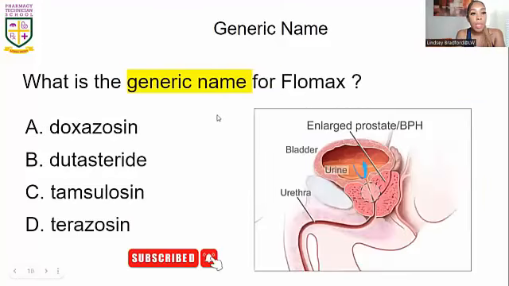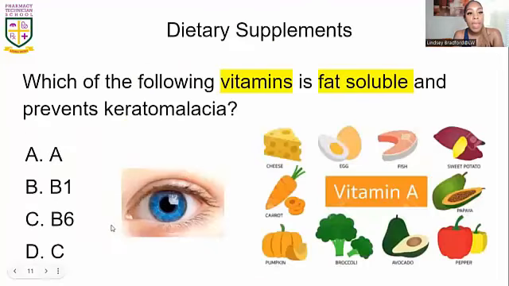Okay. Generic name for Flomax. What is Flomax used to treat? Flomax is used to treat enlarged prostates. Write this down because Flomax is a very common drug. Flomax is used to treat enlarged prostates, and the generic name for Flomax is tamsulosin. Tamsulosin is the generic name for Flomax.